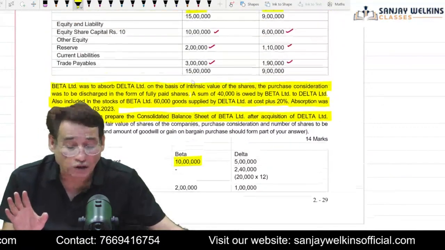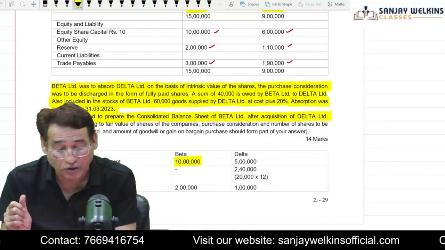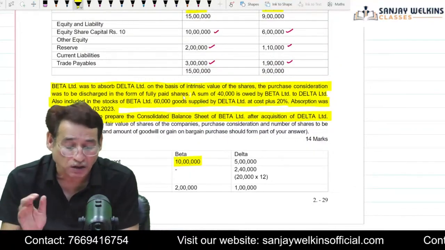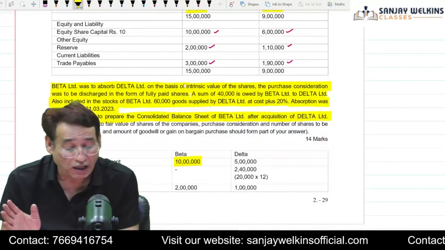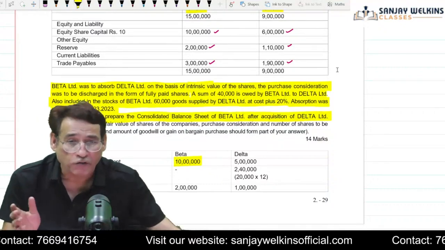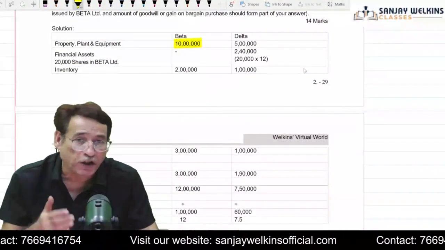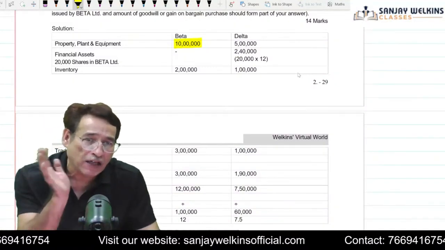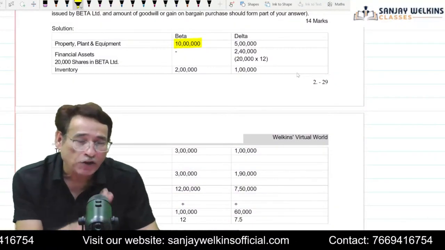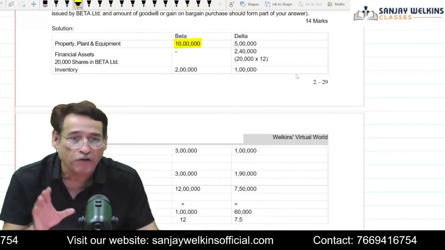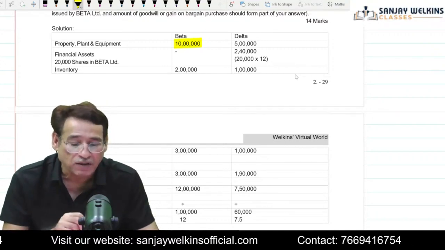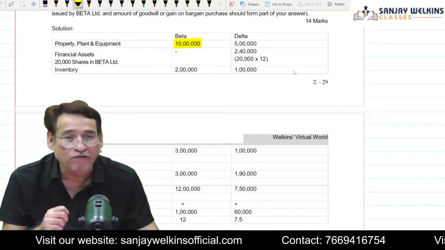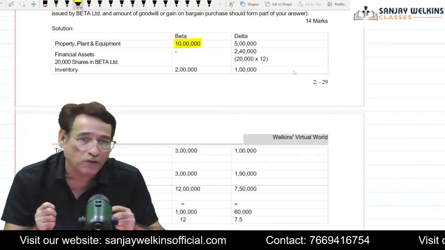Because in this particular case, it is clearly stated that purchase consideration was to be discharged in the form of fully paid shares and on the basis of intrinsic value of share. Quite obviously, the first thing we need to find out is the intrinsic value. In which company has investment been made and in which company has it not been made? First of all, you have to consider this. Is it clear to you? Investment has been made in the books of Delta Limited.